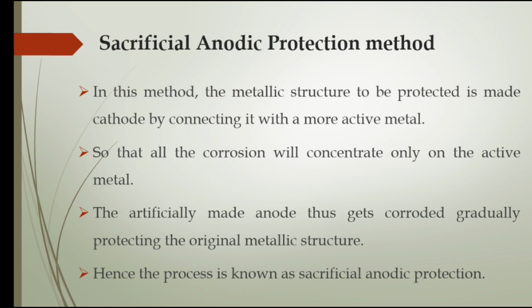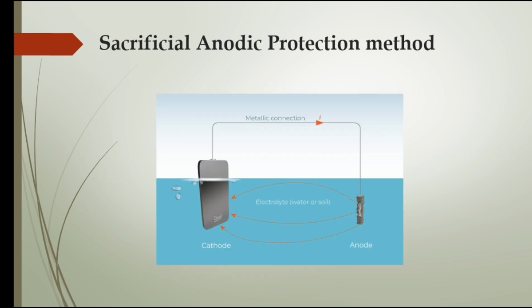In this method, the metallic structure to be protected is made cathode by connecting it with a more active metal. We are just burying an active metal nearer to the metal to be protected, so that all the corrosion will concentrate only on the active metal side. The artificially made anode thus gets corroded gradually, protecting the original metallic structure. Hence, this process is known as sacrificial anodic protection method.